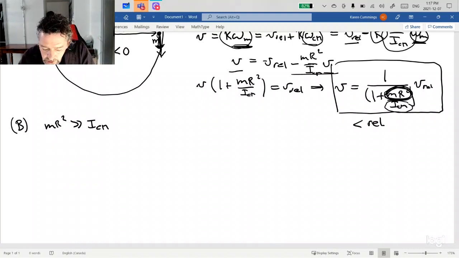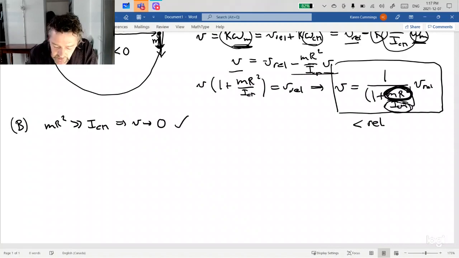And that's right, because if mr squared here on the right is large compared to ICM, then you have 1 plus a large number in the denominator, so it's small. So in this case, we get that v approaches 0 in that limit, which is correct.